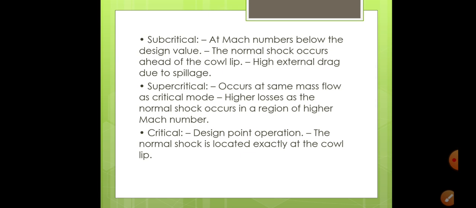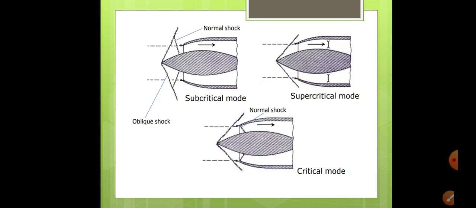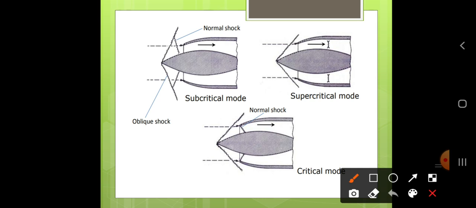Whereas supercritical mode occurs at the same mass flow as critical mode, with higher losses as the normal shock occurs in a region of higher Mach numbers. So here we can see formation of shocks internally. There will be formation of shock waves. A weak shock wave will be formed internally.